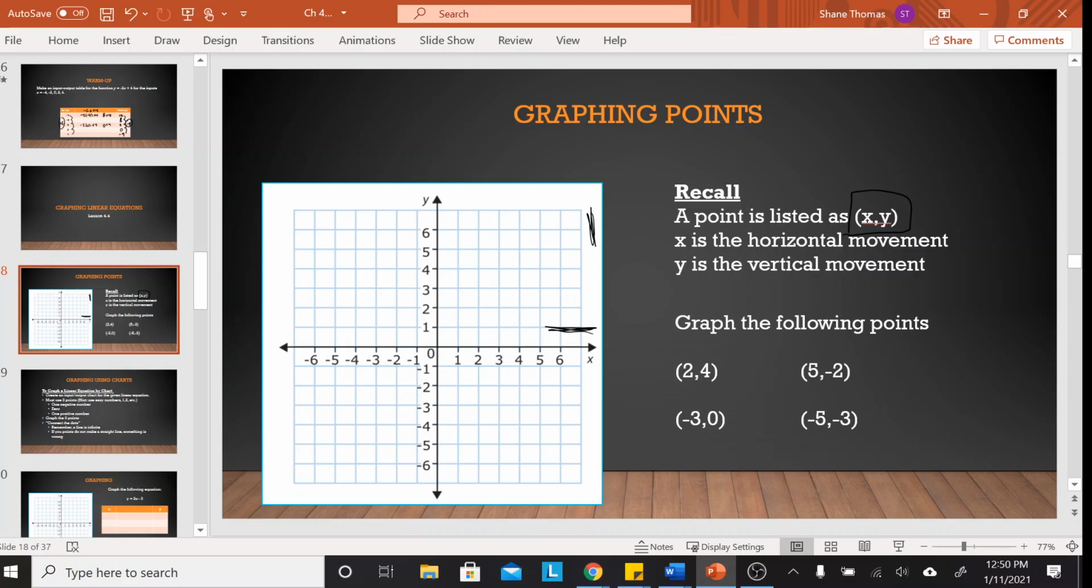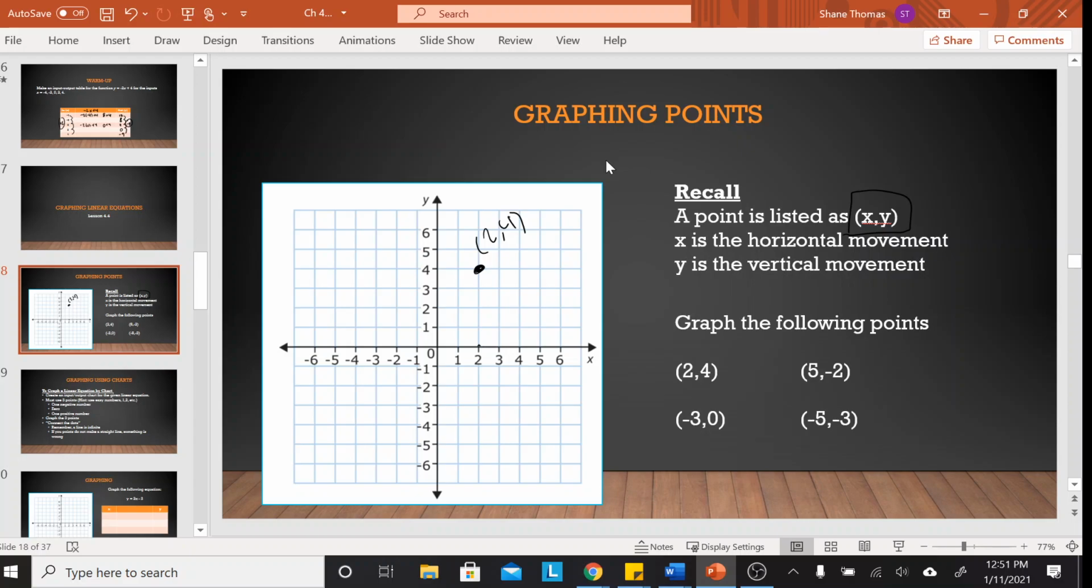So let's graph a couple points to remember how exactly we do that. First off, I have the point 2, 4. X is first. I need to come out to 2, and then I go up to 4. So it's 2 to the right, 4 up. Right 2, up 4, and then put a point. So this would be the point 2, 4. That's the first one listed there.